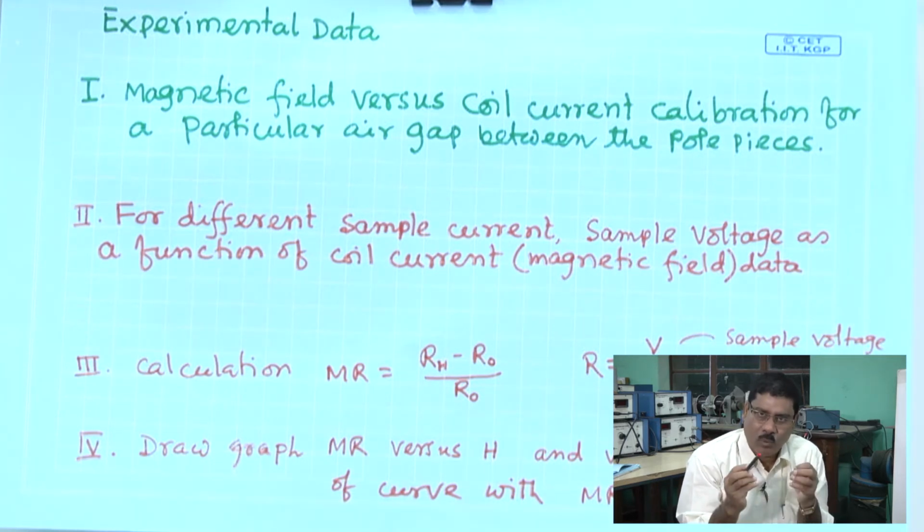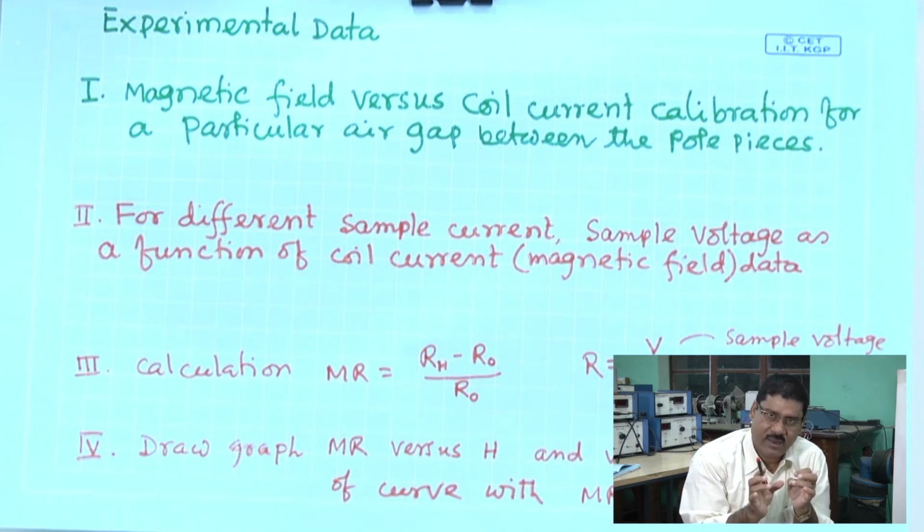So, between the pole pieces there is an air gap, and in that air gap we will place our sample for the magnetic field. Okay. Now, this magnetic field strongly depends on the air gap. So, we have to fix the air gap.